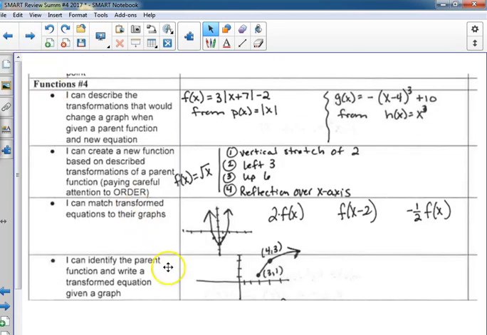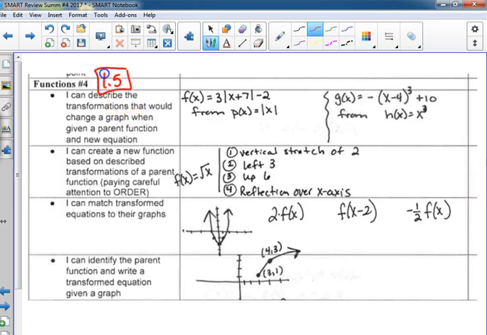tonight. Okay. Then property number 4, which has a different name, I think. This is 1.5 on the quiz. I can describe transformations that would change a graph when given a parent function and a new equation. So, what 3 things would you describe here to change p of x into f of x? The parent function here into this. In order. Can you do them in order?